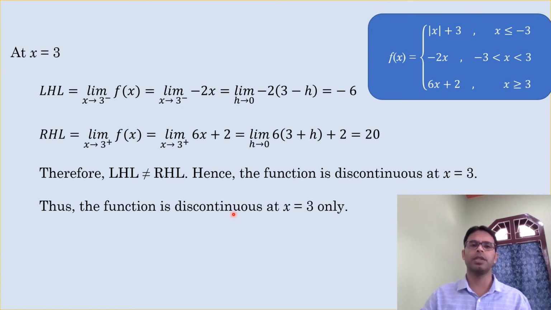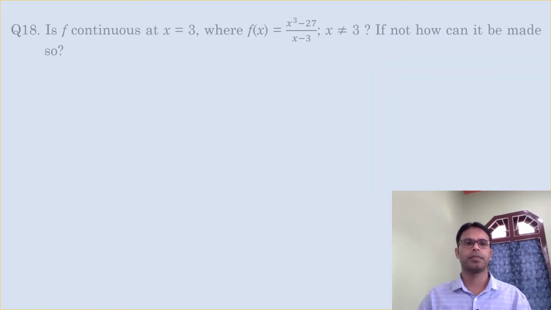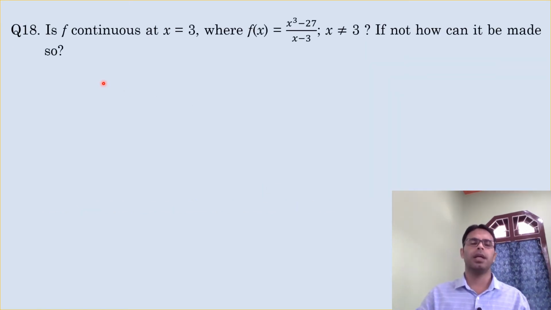So thus the function is discontinuous only at the point x equal to 3. We have actually two possible points of discontinuity, and at one of them the function is discontinuous, and at the other point the function is continuous. Okay, so next question. This is an important question actually.